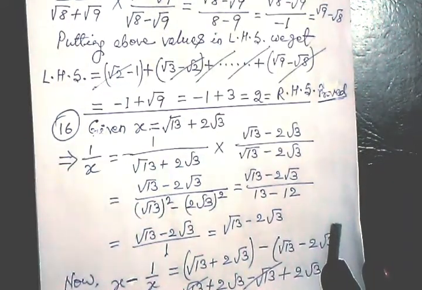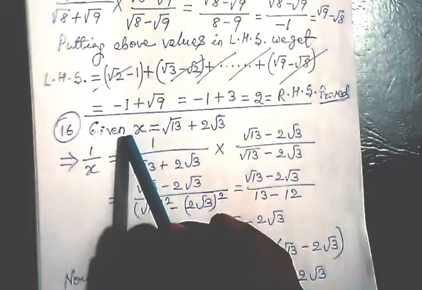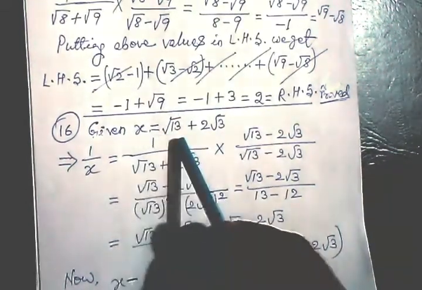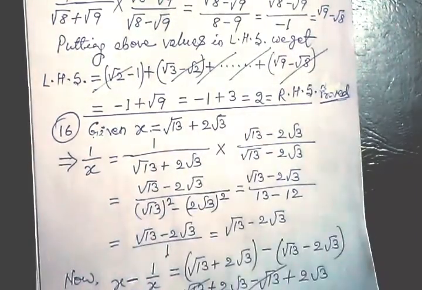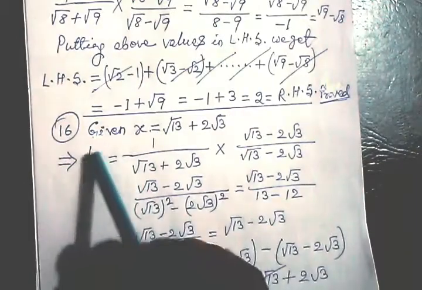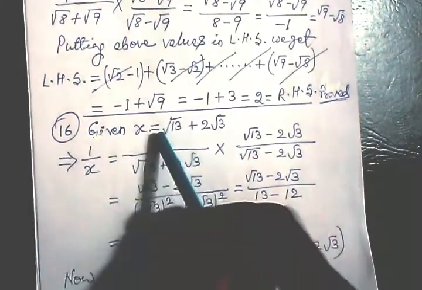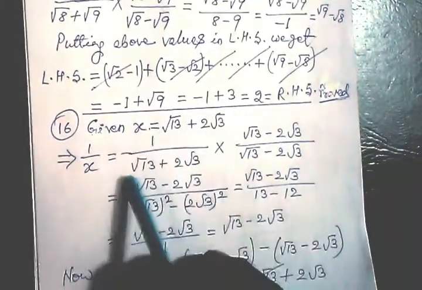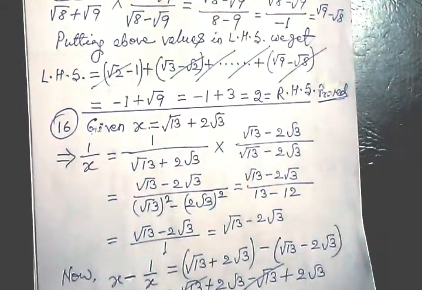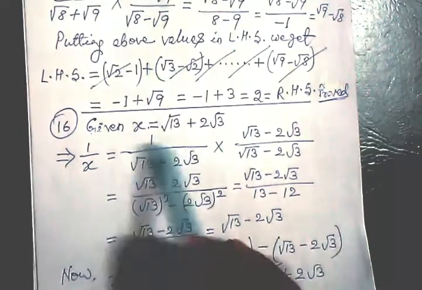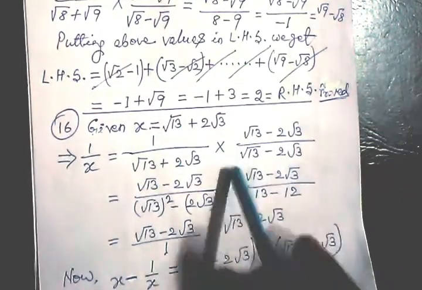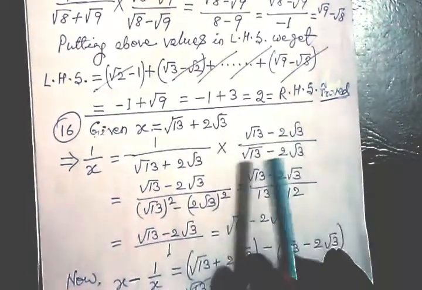So in 16 number sum, the value of x is given. You see the question, x equal to root 13 plus 2 root 3. Okay. So we will find the value of 1 upon x. So for obtaining 1 upon x, we have put the value of this x here in the denominator, and since in the denominator there are surds, surds means root portion, you have to rationalize. So here it is the rationalization.